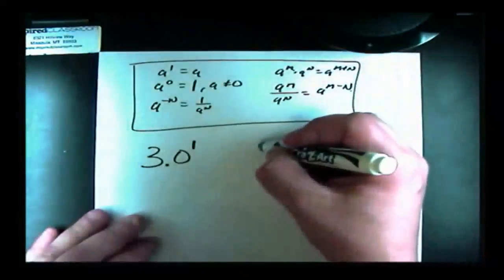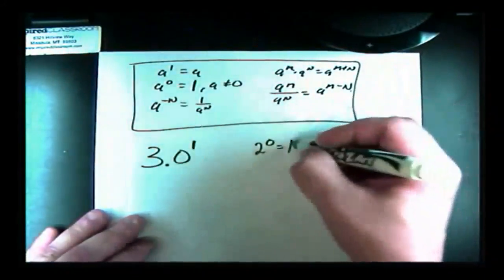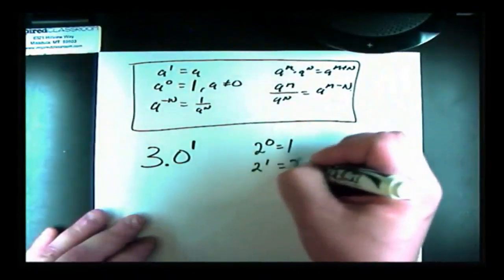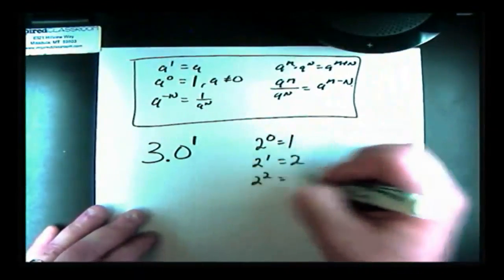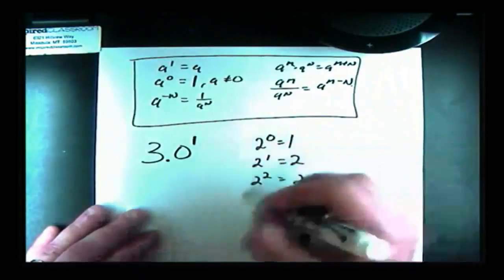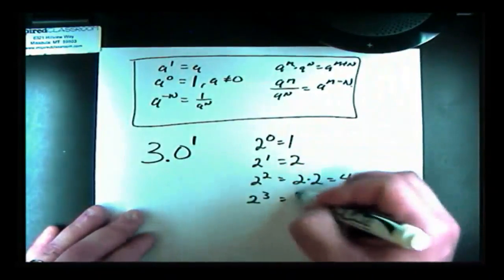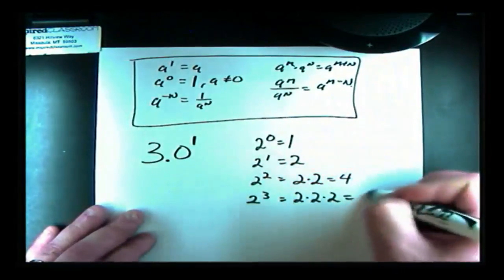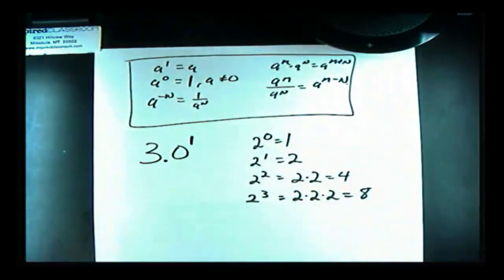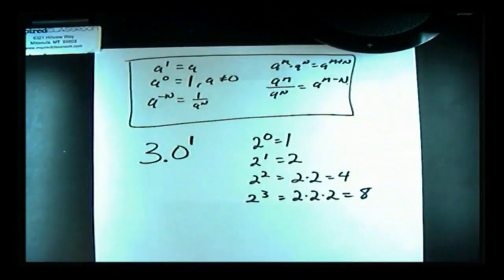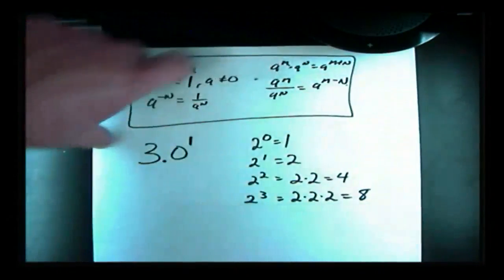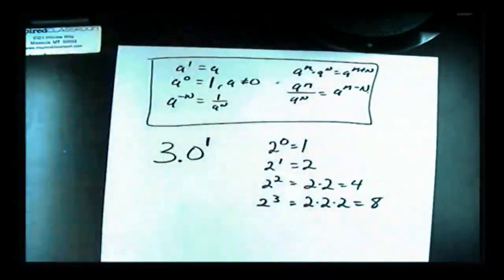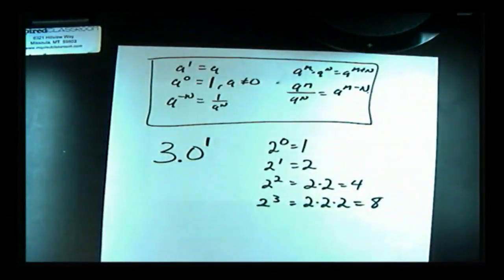If we need an example of that, 2 to the 0 is 1. 2 to the 1 is 2. 2 squared is 2 times 2, which is 4. 2 cubed is 2 times 2 times 2, which is 8. And so on and so forth. So this is the idea behind powers. And then powers obviously have the properties that they come with that I'm showing you here. We'll work on a problem.